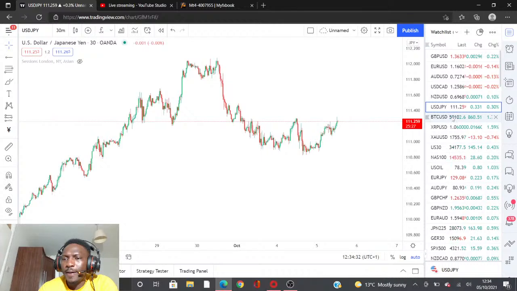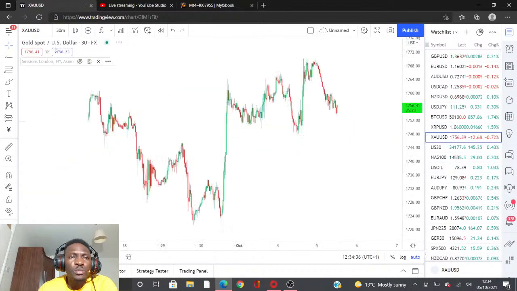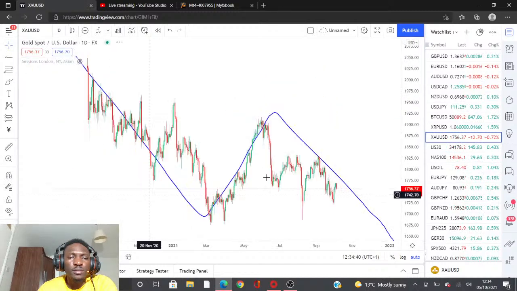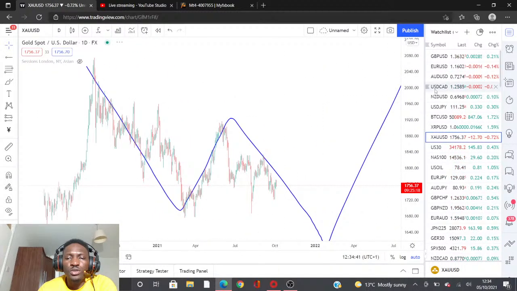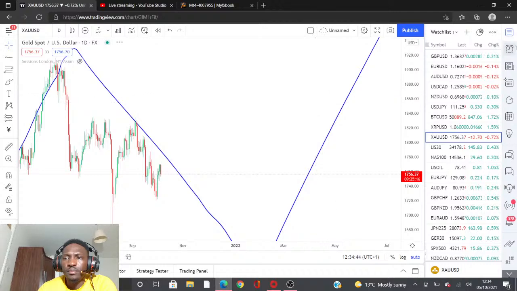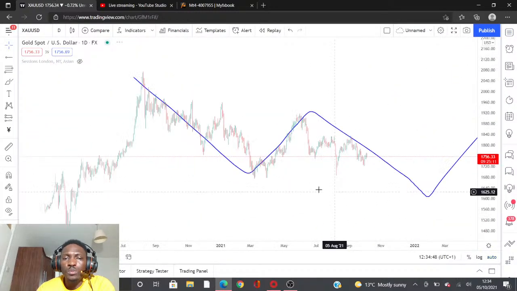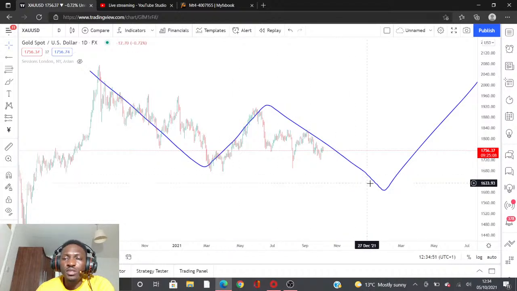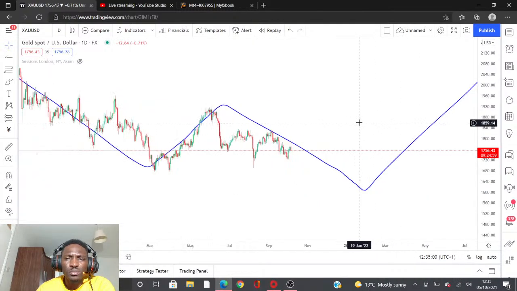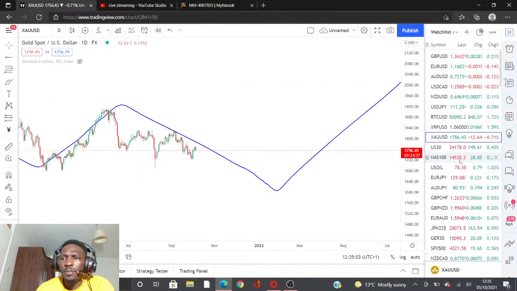So let's look at gold. Gold is bullish on a higher time frame. Okay, I've still got my drawing from yesterday. I'm expecting the market to probably come back and break this low. If it breaks this low, then we can get a move back up. But gold is bullish on a higher time frame.